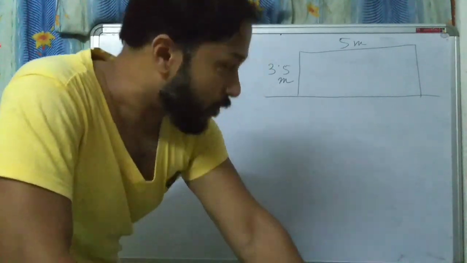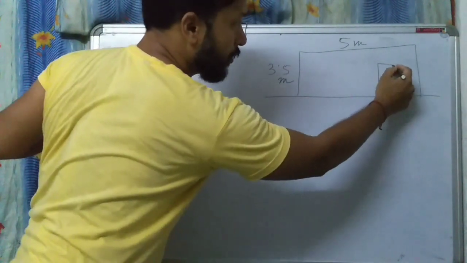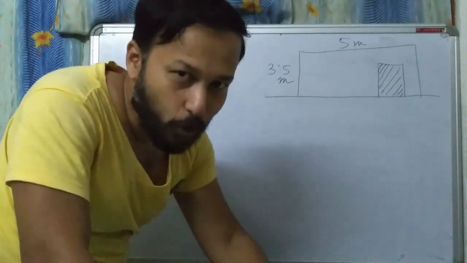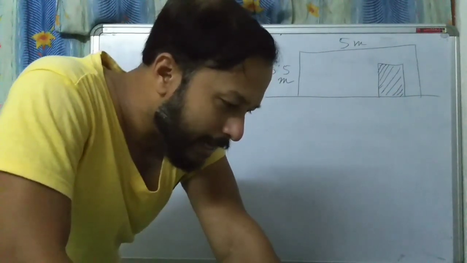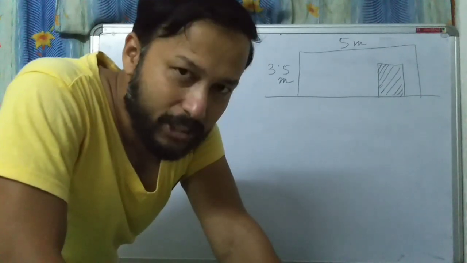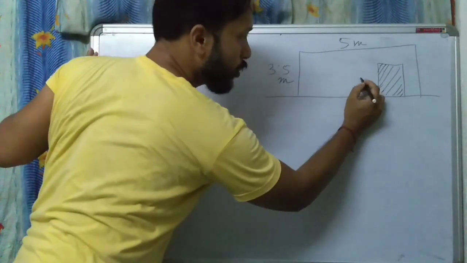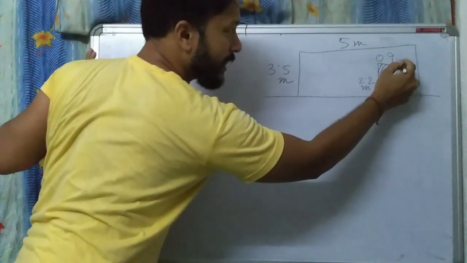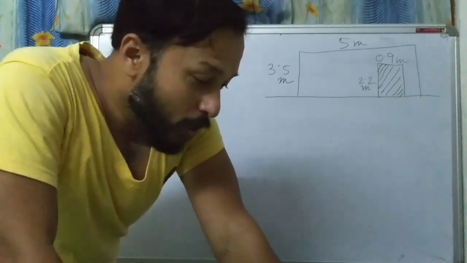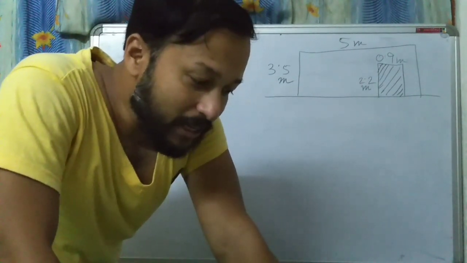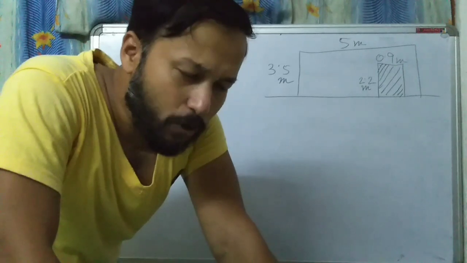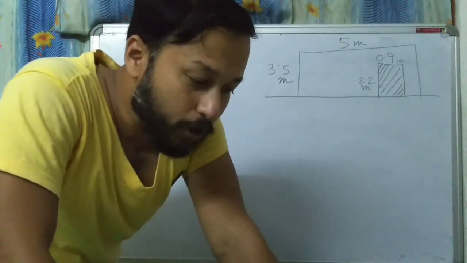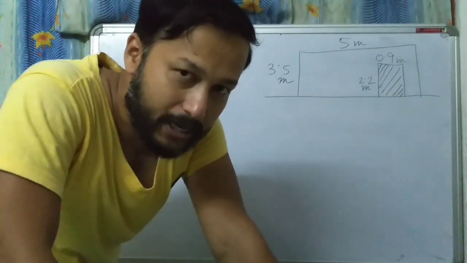And there is a door. This is the door. Now, the length of the door is 2.2 meter and breadth is 0.9 meter. Understood? Now what do you have to do? Find the cost of whitewashing the wall at rupees 35 per square meter.